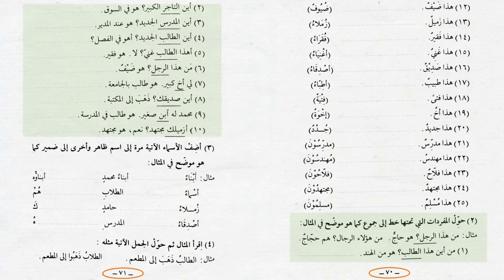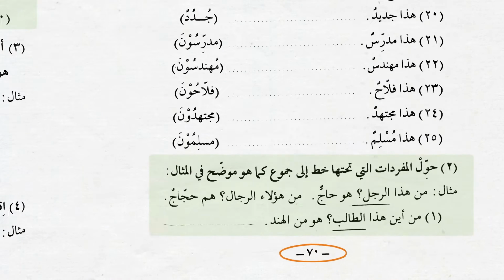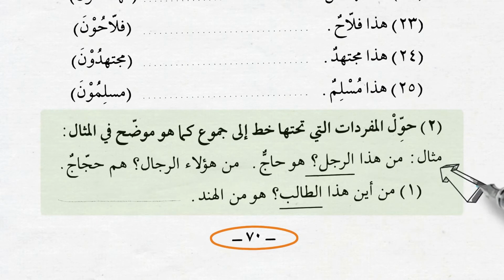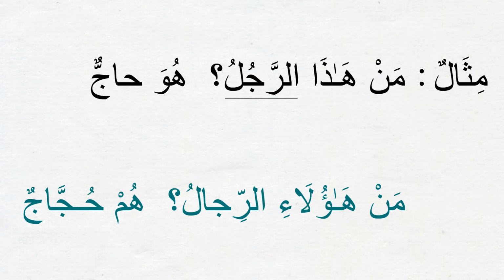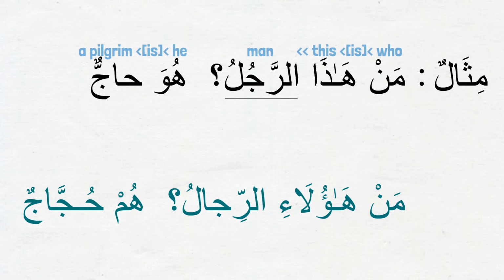In this exercise, we will need to convert the underlined mufrod or singular ism in the sentences to their respective plural forms as shown in the mithal, the example at the beginning. In the first part of the mithal, we have من هذا الرجل هو حاج. Who is this man? He is a pilgrim.